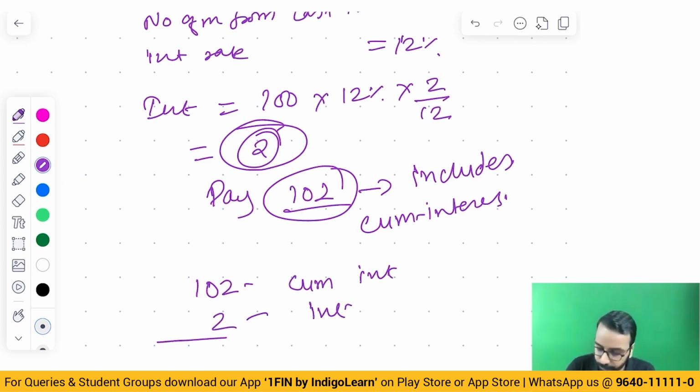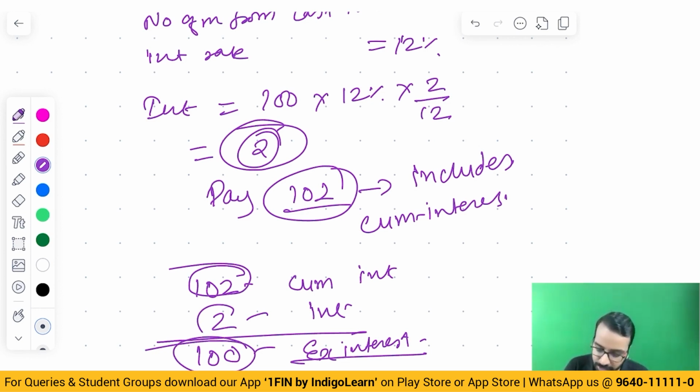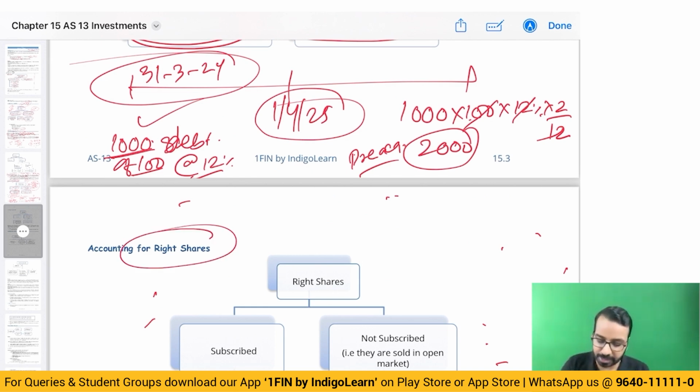Okay. Now, if I say 102 is cum interest, interest is 2. So 100 is ex interest. Brokerage is calculated on 102 only. This is taken to the investment account. This is taken to the interest account. Okay. Now, the complex part of these questions we'll deal with subsequently. But are you clear with the cum interest portion and the ex interest component, how to calculate? Likewise, when we acquire right shares, they can be acquired on a cum rights basis, inside entitlement.